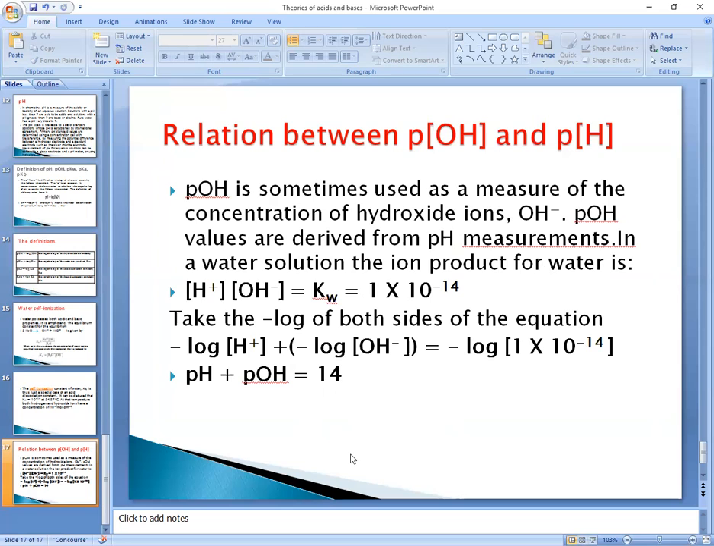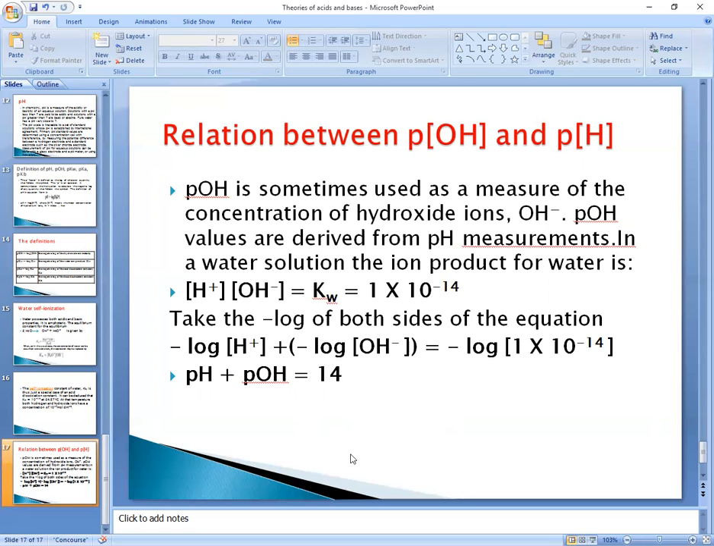As we understand, the sum of the pH and pOH becomes equal to 14. So how will we prove that the sum of pH and pOH is equivalent to 14? pOH is sometimes used as a measure of the concentration of hydroxide ion. pH and pOH values are derived from pH measurements.